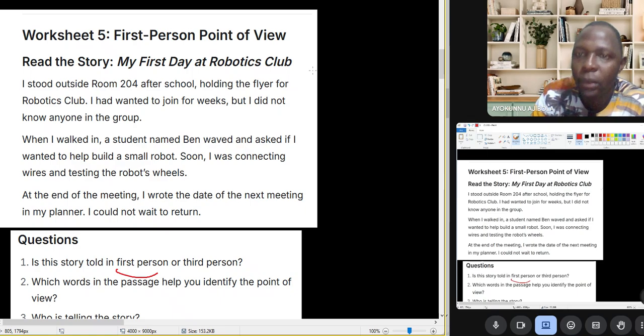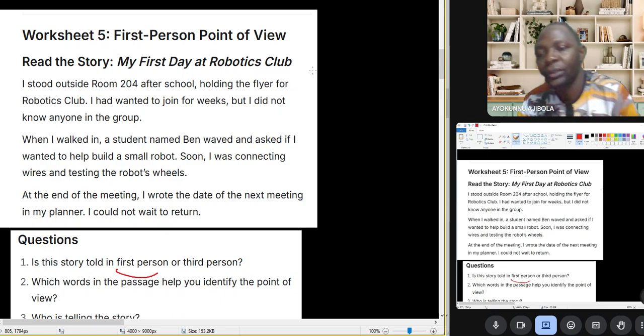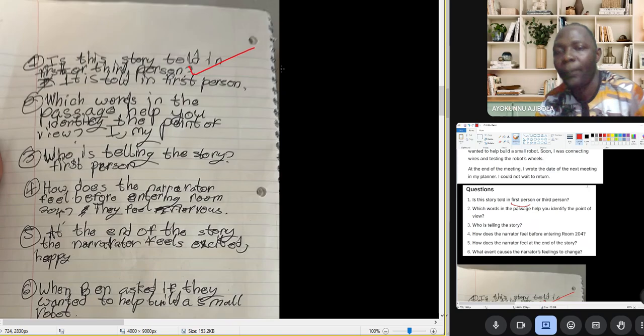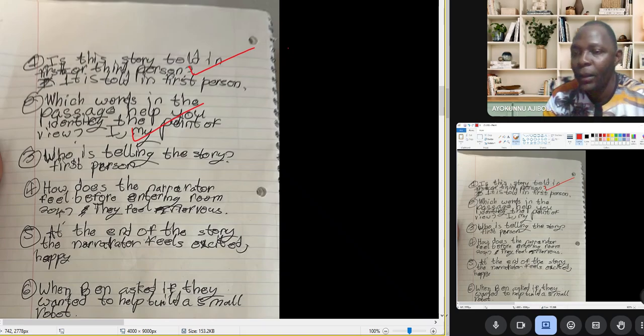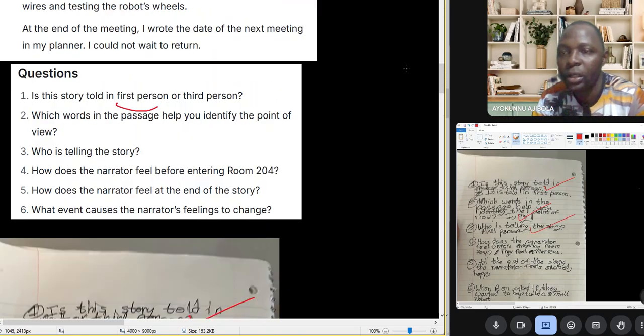I stood at a whatever flyer, I wanted to join for weeks. I did not know anyone. When I walked in, a student asked if I wanted. They asked me. There's no me there. If I wanted. It's connecting at the end, I could not. So that is correct. I and my, right? Okay. So who is telling the story? It's the first person. Still the same thing as the second one.